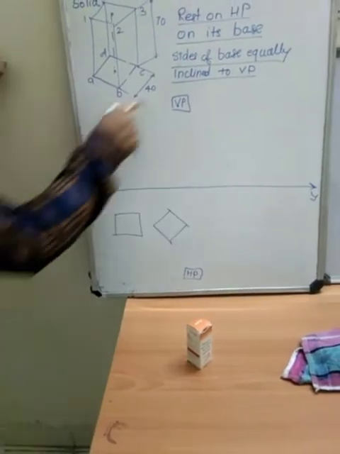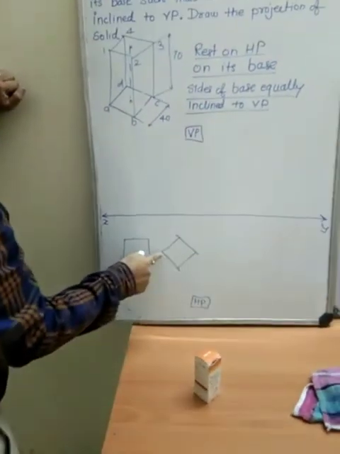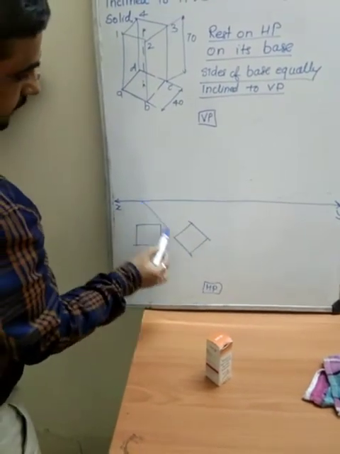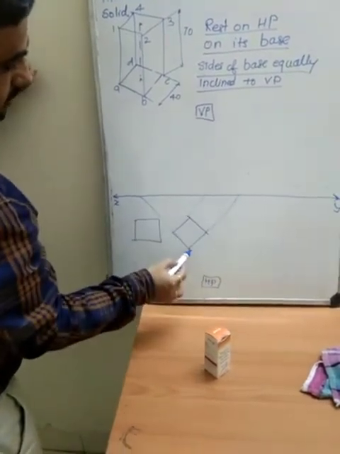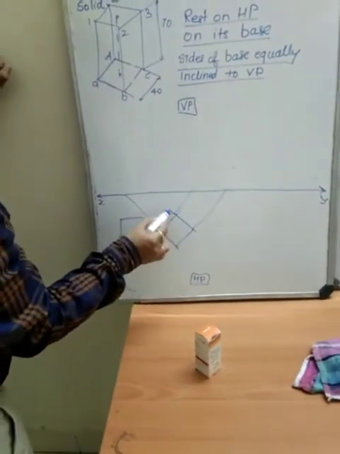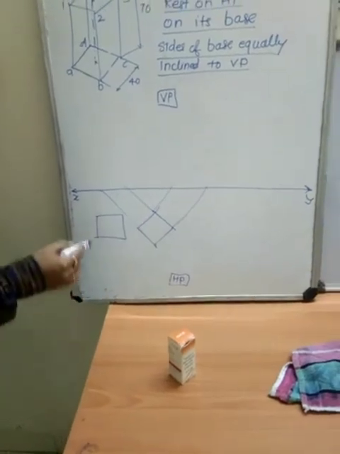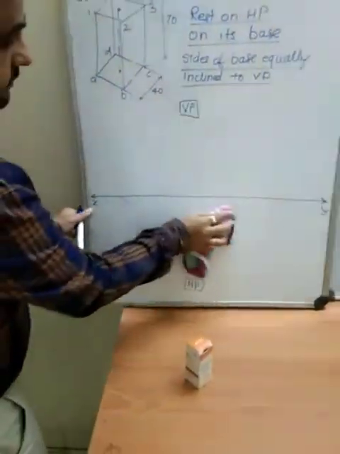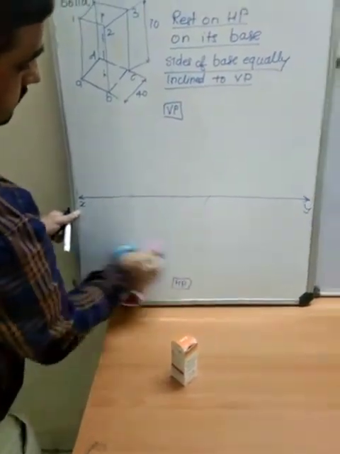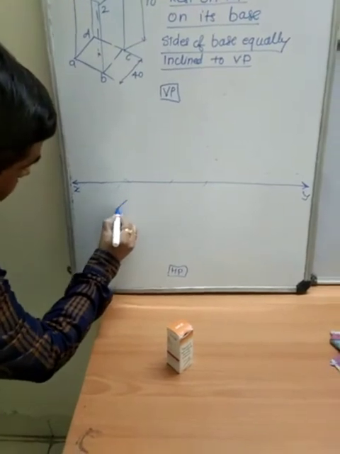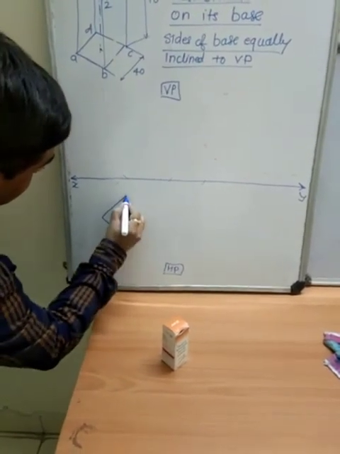Now as the sides of base are equally inclined, in this case all the sides are equally inclined 45 degree to VP, so you have to draw this condition. This is not the correct one. Now draw the top view like that, equally inclined.